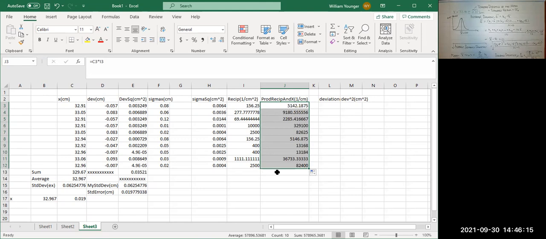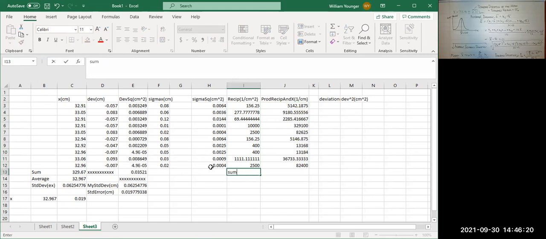Now I'm going to take and find the sum, which comes out in some god awful 1 over centimeters units. That's going to be equal to the sum of these numbers. Okay, so that's the numerator of that weighted average. Sorry about that.